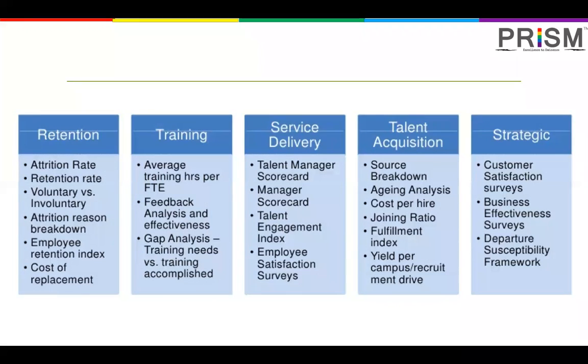Service delivery has a scorecard, the manager scorecard, where you have the best managers showcased in the visualization element, along with the engagement index and satisfaction survey, which get used. In talent acquisition, we have various aging analyses, cost per hire ratio, which the group recently mentioned in the chat, joining ratio, fulfillment index, and yield per campus, which becomes very important, right? And then we have a customer satisfaction survey, on the strategic element, which is the effectiveness survey. There is a departure framework which gets used.